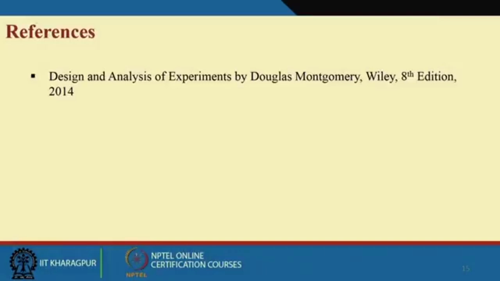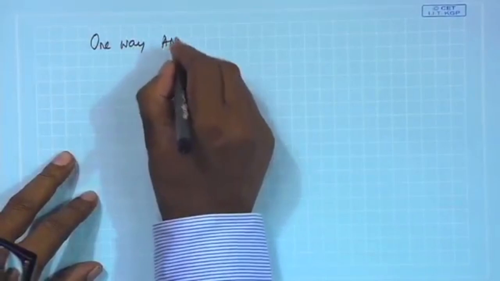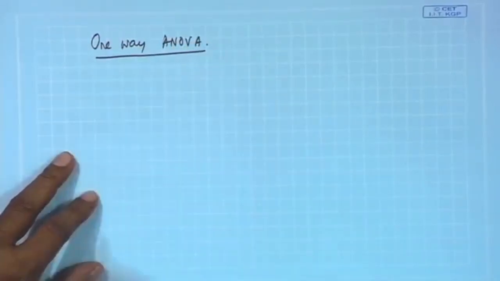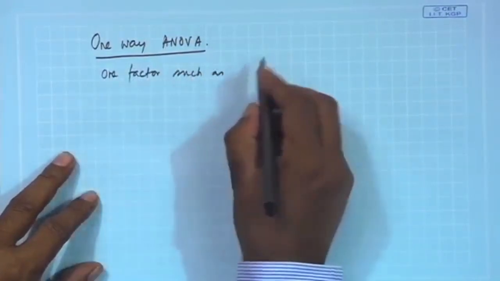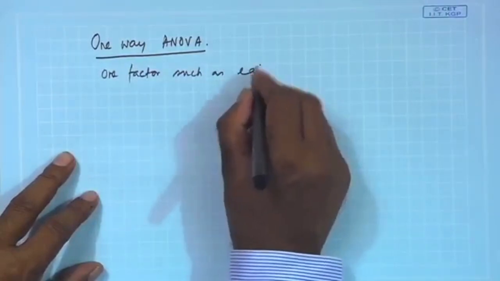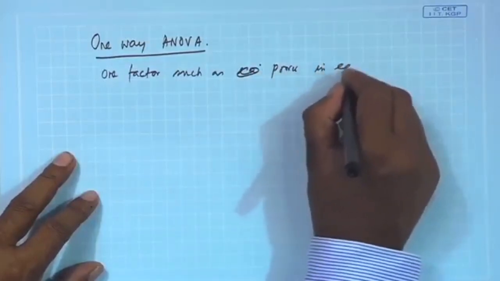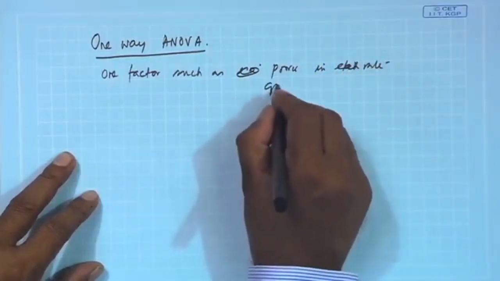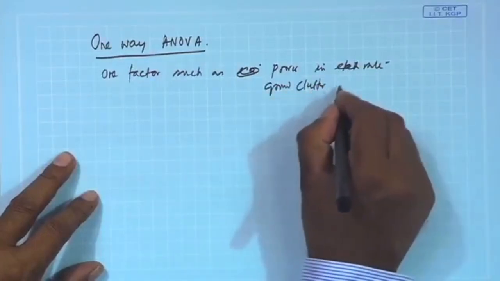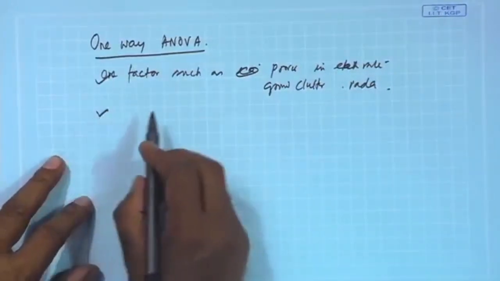So, this is what pairwise comparison is. In a nutshell, let me conclude the one-way ANOVA part. What we have done: one-way ANOVA means there will be only one factor, such as power in the etch rate example, or ground clutter in the radar scope example. There will be one factor, and that factor will have different levels.